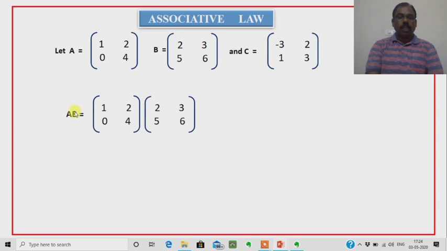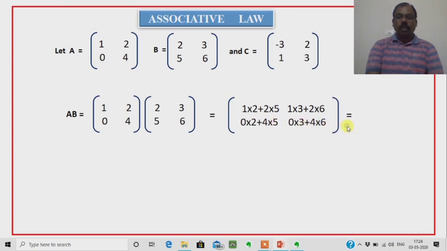We find A into B, that is matrix 1, 2, 0, 4 into matrix 2, 3, 5, 6. Multiply it, we get 1 into 2 plus 2 into 5, 1 into 3 plus 2 into 6, 0 into 2 plus 4 into 5, 0 into 3 plus 4 into 6. We simplify it and we get the matrix 12, 15, 20, 24.